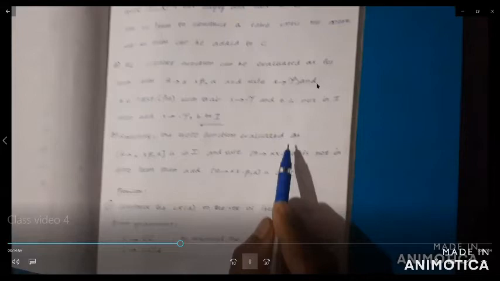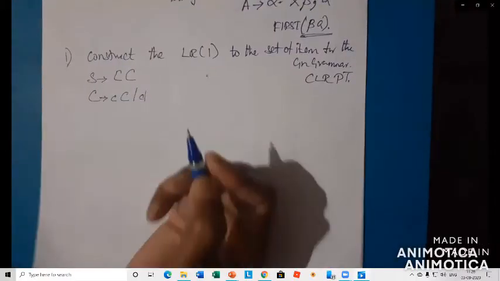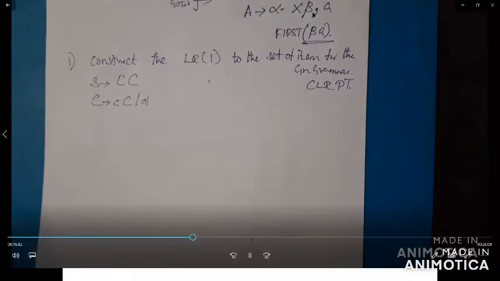So here I am giving the problem: construct the LR(1) set of items for the given grammar. Okay, this is the problem. So how do we do it for the given problem?